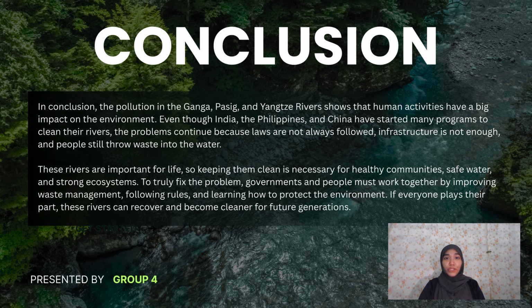So let's move on to the last part, which is the conclusion. In the conclusion, the pollution in the Ganga, Yangtze River, and also Pasig shows that human activity has a big impact on the environment. Even though India, the Philippines, and China have started many programs to clean their rivers, the problem continues because laws are not always followed. Infrastructure is not enough and people still throw waste into the river.